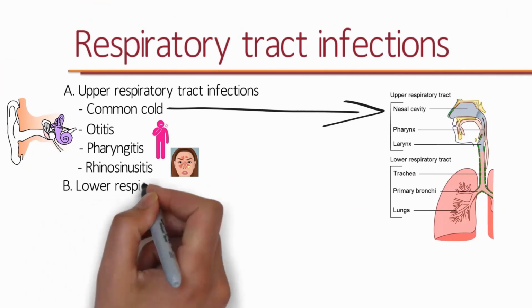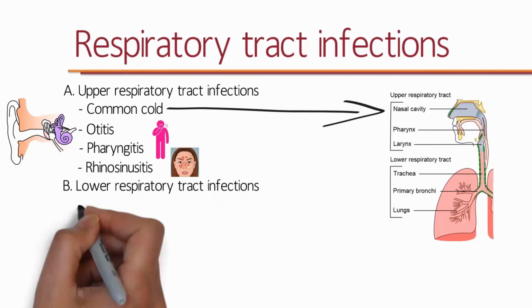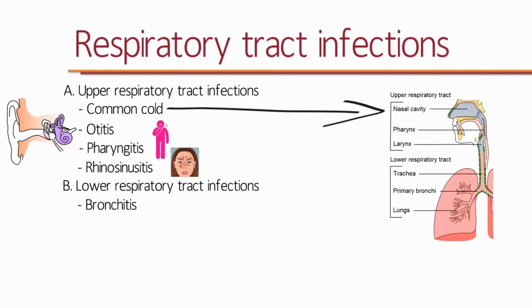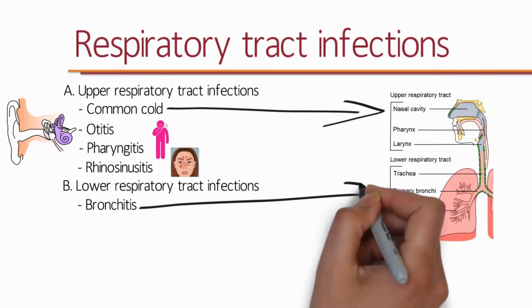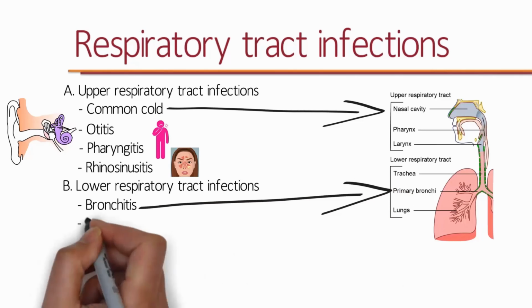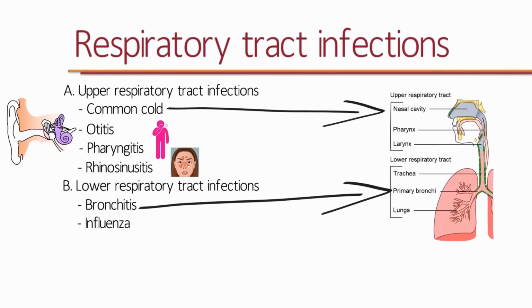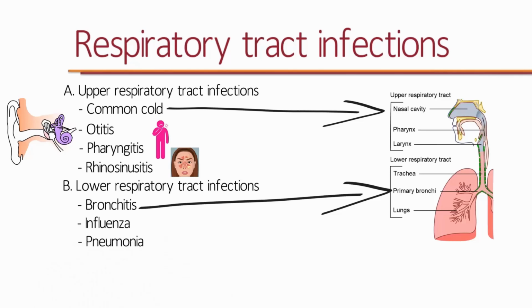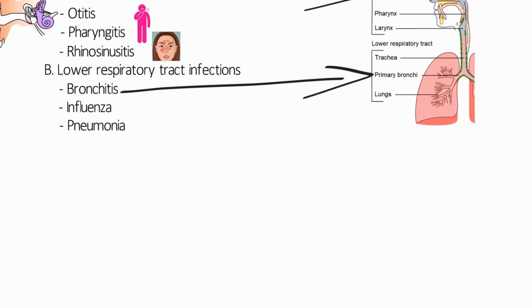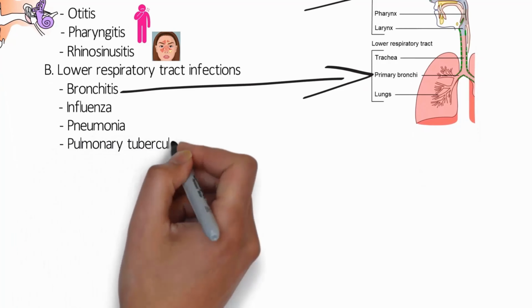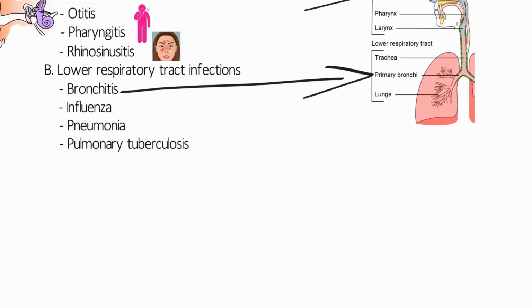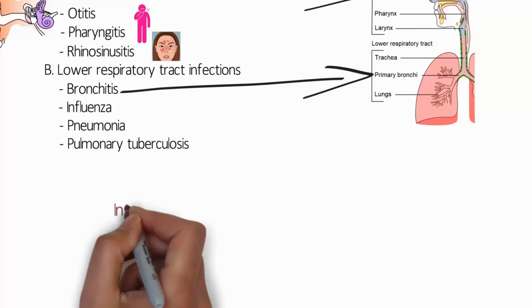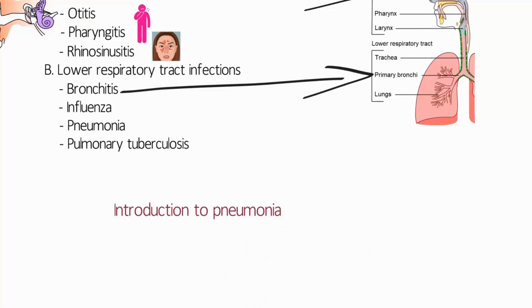We can also have lower respiratory tract infections. There is something called bronchitis. There is the left bronchus and the right bronchus that connect the trachea to the two lungs, and the inflammation of the bronchi will lead to bronchitis. And then there's influenza and pneumonia that can cause infection deeper into the lungs, leading to problems with oxygenation. And of course, you can have pulmonary tuberculosis, which we will discuss later. Now, let's take a look at pneumonia.